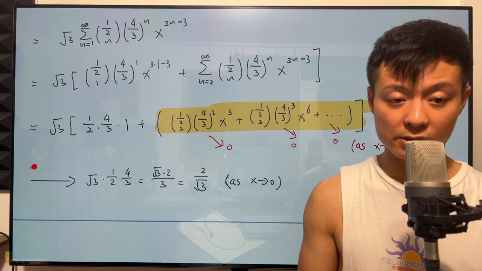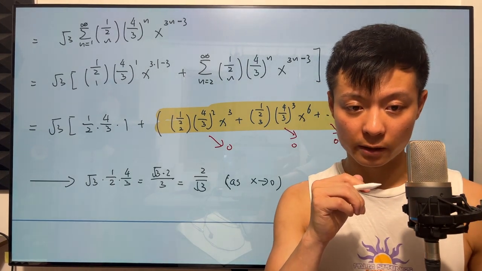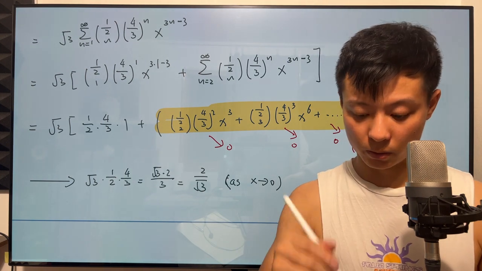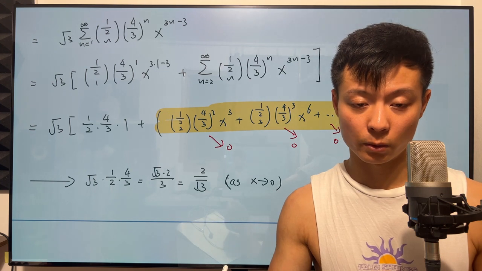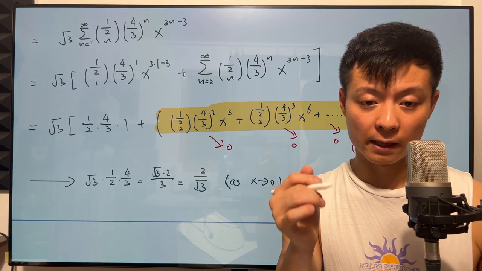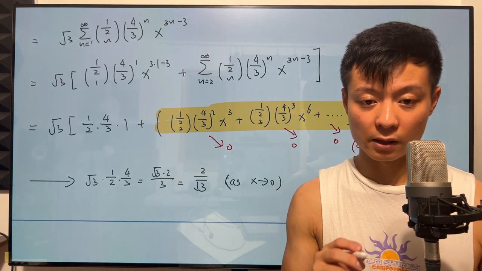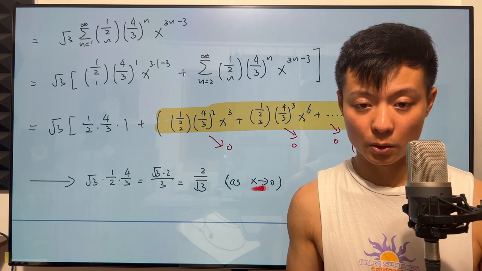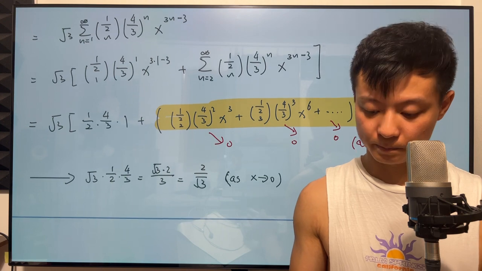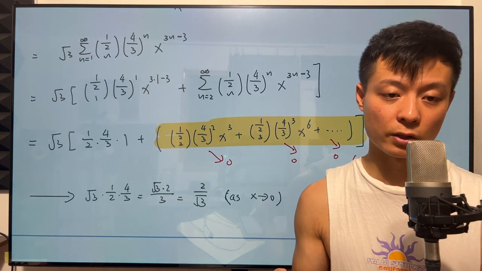I do have a reminder for you. Some people tend to write the equal sign, but in here we cannot write the equal sign. That is because this one is not directly equal to 2 divided by square root of 3. Instead, 2 divided by square root of 3 is the limit. So we are supposed to write an arrow here, which indicates that it's a limit as x approaches 0, instead of directly equal to. Okay, so that is how we solve this question by using Taylor expansions.